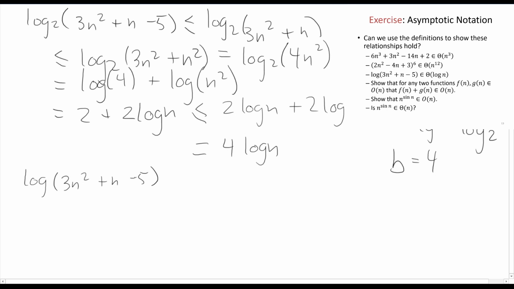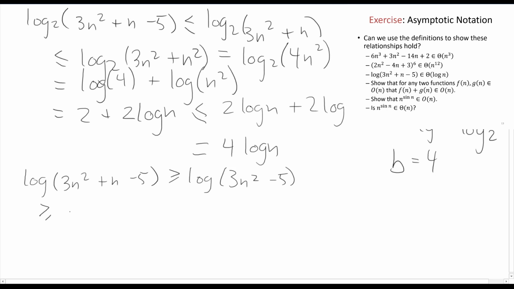Here, well, we dropped out the minus 5, which made us smaller up above, so we can probably drop out the plus n here to make us smaller on the lower bound. Log again of 3n squared minus 5. Again, unfortunately, we can't promote our 5 to an n squared and just make it smaller in that way. So we might want to make a guess here.